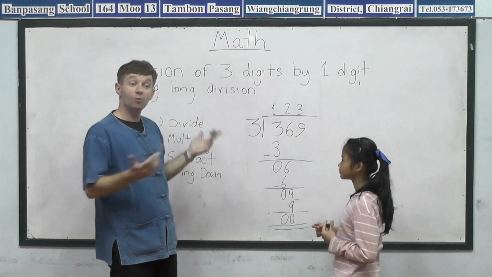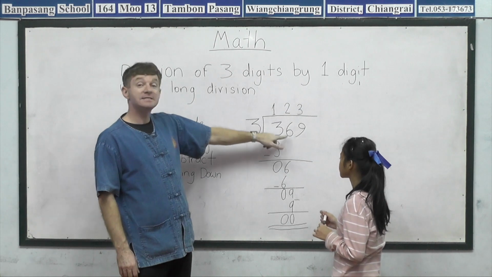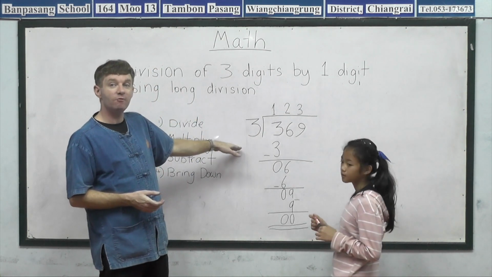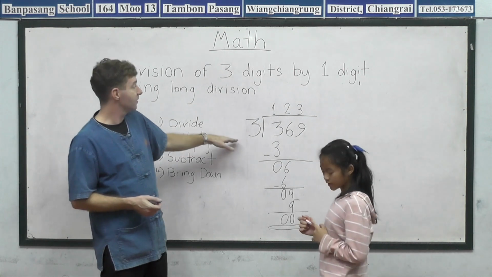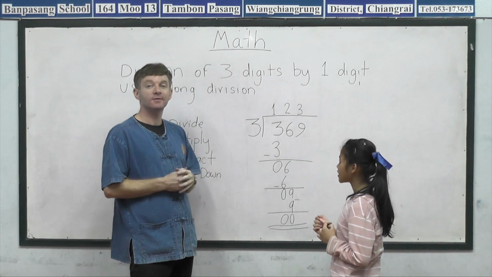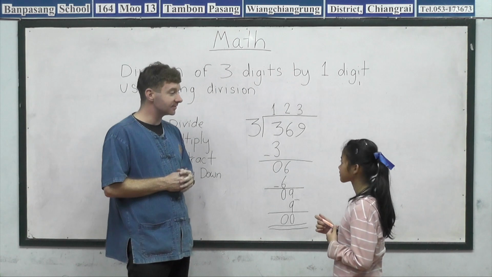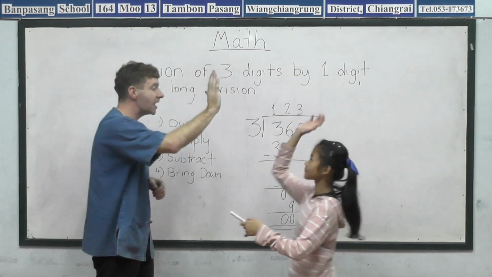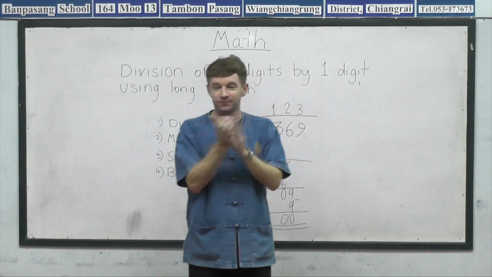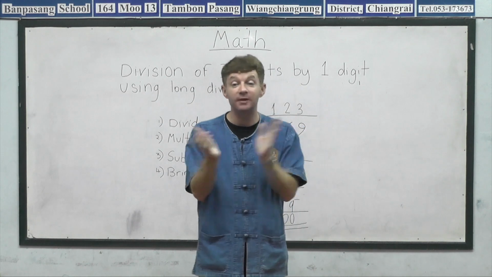123. So we can say 369 divided by 3 equals 123. Excellent, Dawn. That was great. High five and a round of applause for Dawn. Well done, guys. And well done to everybody else.